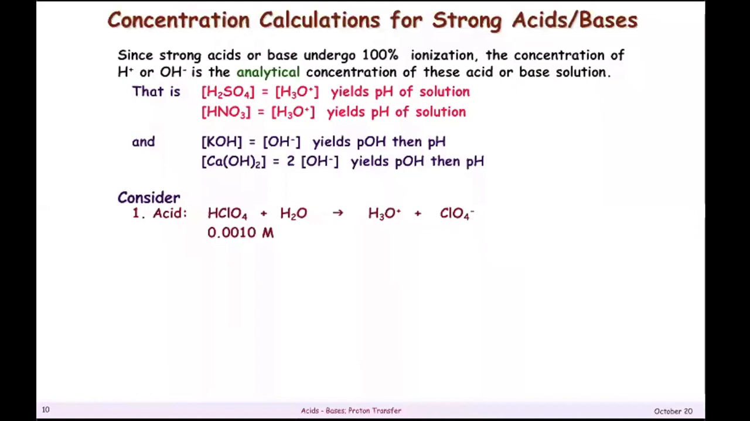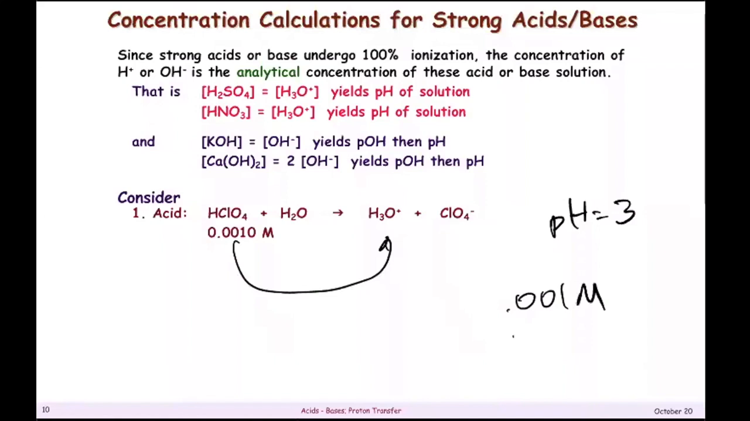And how do you know it's an acid? Because it has a hydrogen to donate. That's the clue. Perchloric acid is a strong acid. That means if you've got a 0.001 molar perchloric acid, then the pH of this solution is going to be 3. And how do I know that? Because the hydrogen ion concentration is also 0.001 molar, and that's 1.0 times 10 to the minus 3. And when you take the negative log of 1 times 10 to the minus 3, you get a value of 3. That's how I know without even calculating that the pH of this solution is 3.